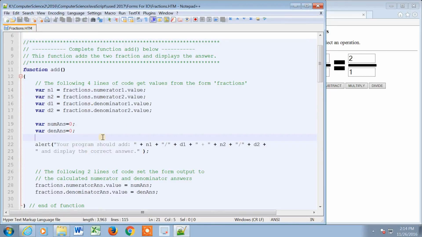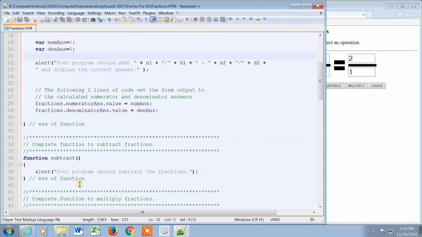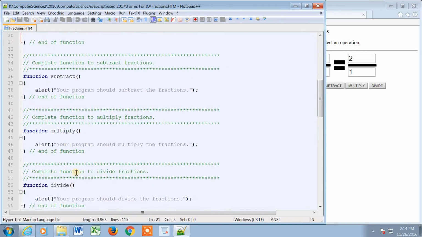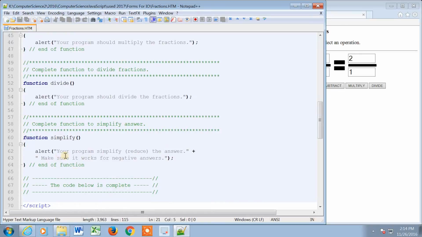I started you off on the add function, and you're going to need lines of code very similar to this for the subtract, multiply, divide. Simplify is going to also have similar lines, but you're going to be just getting information from the answer here and simplifying it and putting it back into the answer. So simplify is a little bit trickier, but I think you can do it. You know, I don't want to write your code for you, so go for it and get to work.